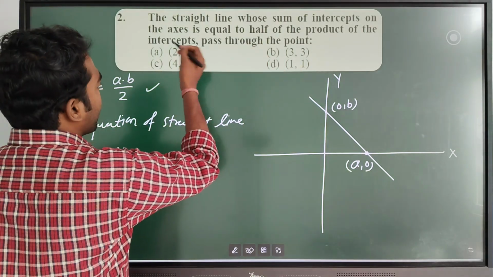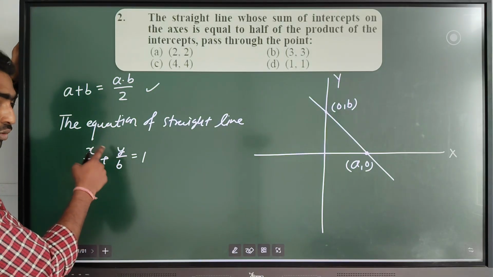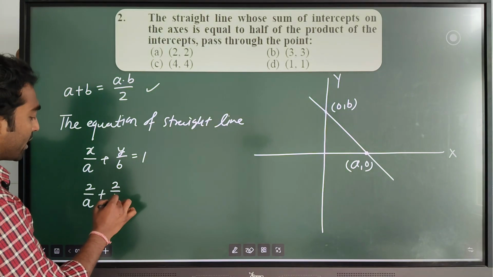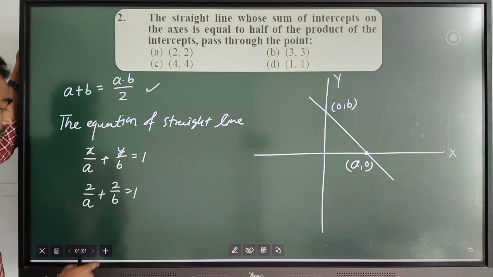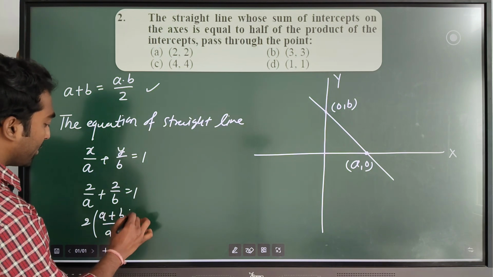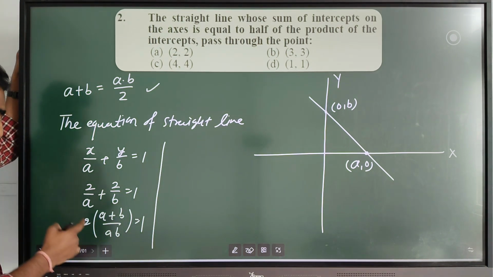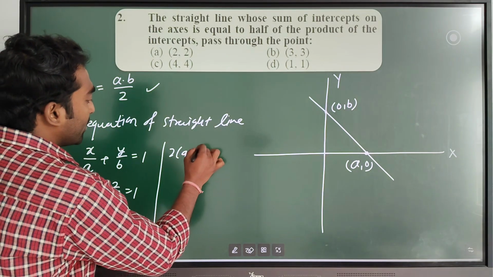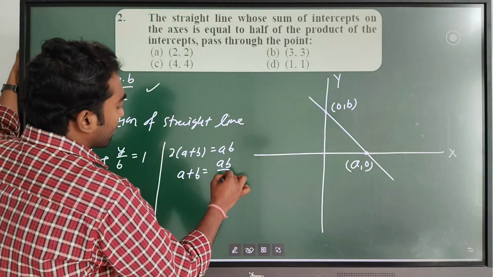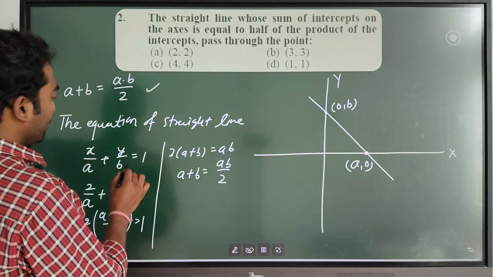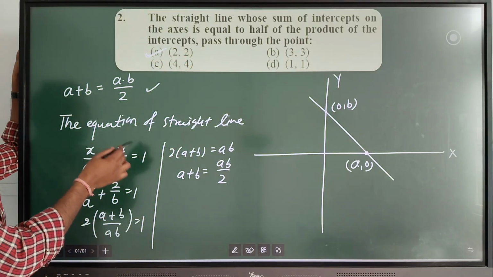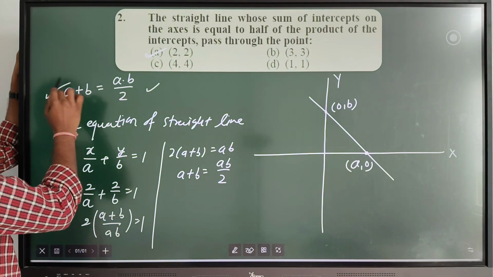If you take option 1, which is (2, 2), now put in 2 comma 2, which means that 2 by a plus 2 by b equals 1. After solving this, (a plus b) divided by ab equals 1/2, or you can also write this as 2(a plus b) equals ab, or a plus b equals ab divided by 2. So this equation shows that (2, 2) passes through that particular straight line, which satisfies the particular condition.